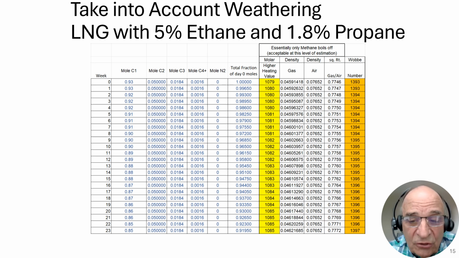in week 23. And the Wobbe number, as shown here, goes from 1393 up to 1397. We're bumping right up against that 1400 limit that FERC requires. So this is what weathering is. And on the next slide, we'll look at it, taking it from week 23, we'll take it to week 52.